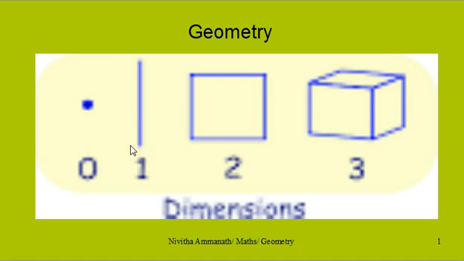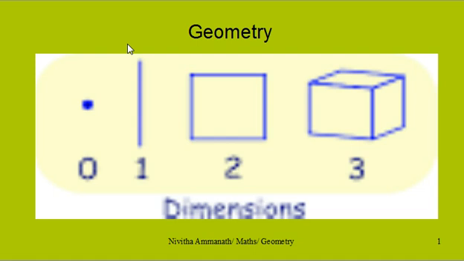In a ray, we have one endpoint and the other side is open. The ray has one definite point, while the other end is indefinite. It has no definite length because we don't know where the ray will end. This is how the one dimension happens.